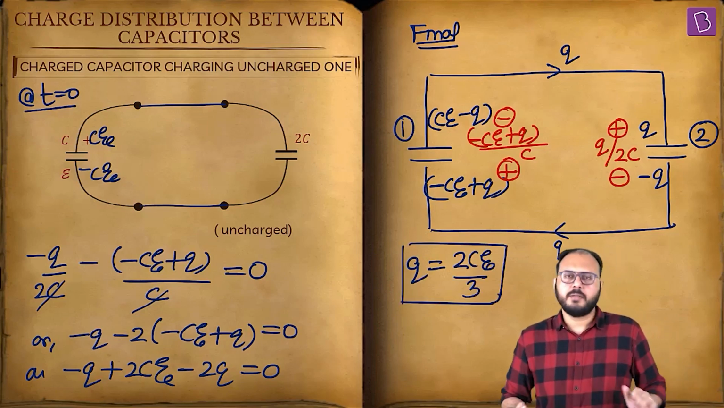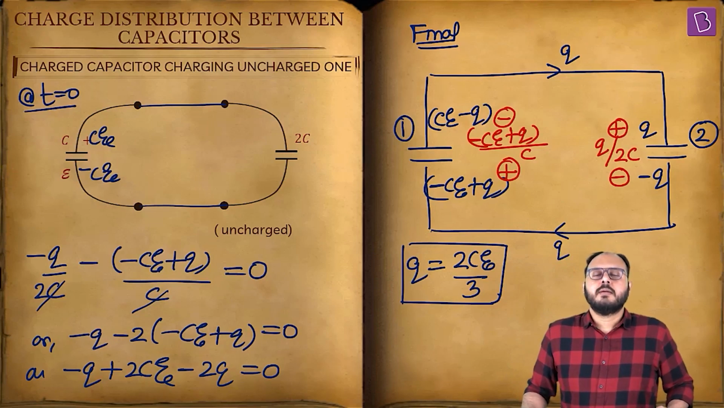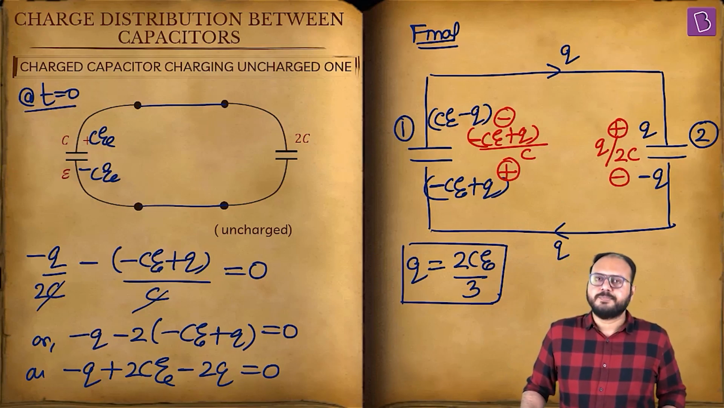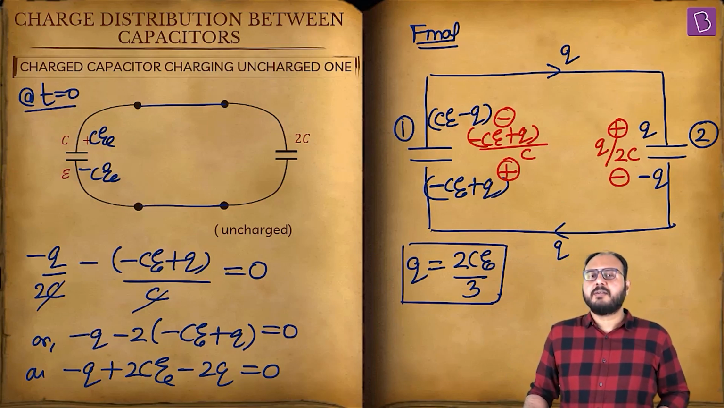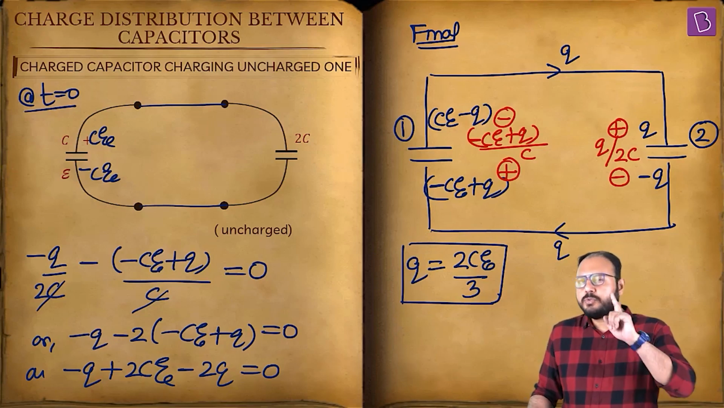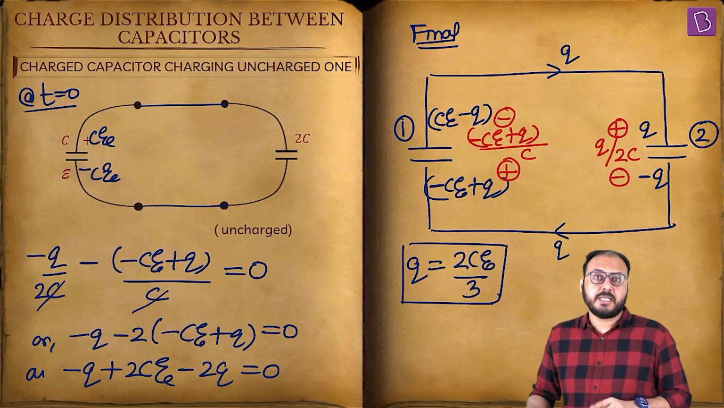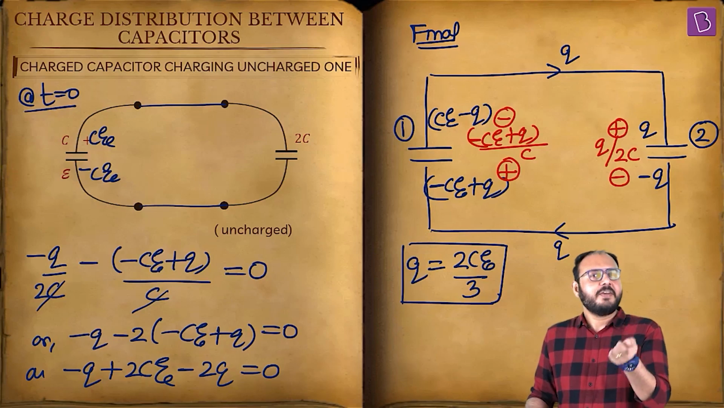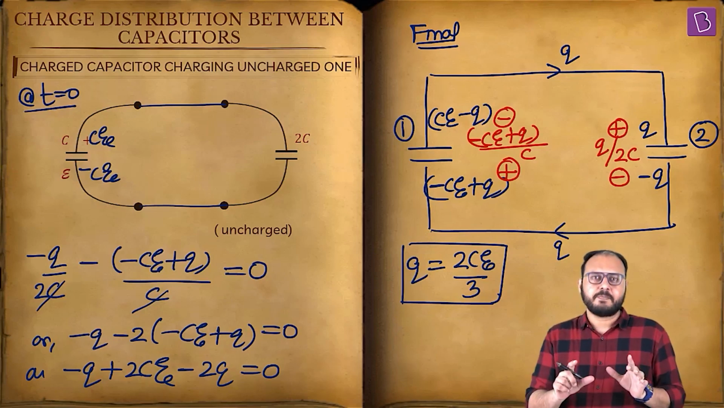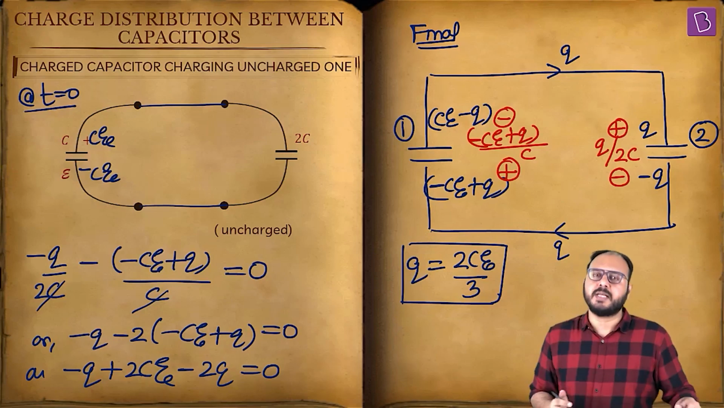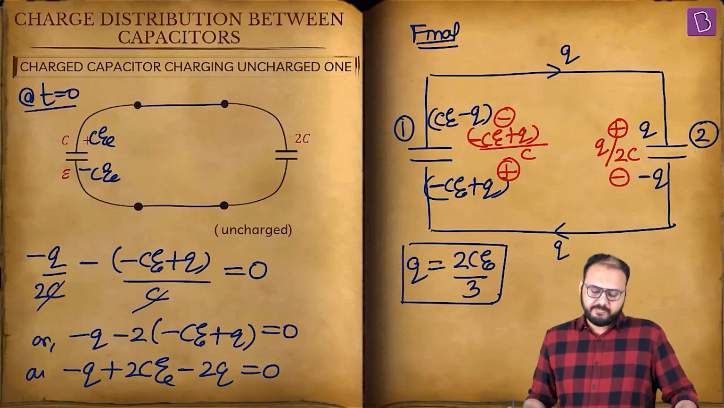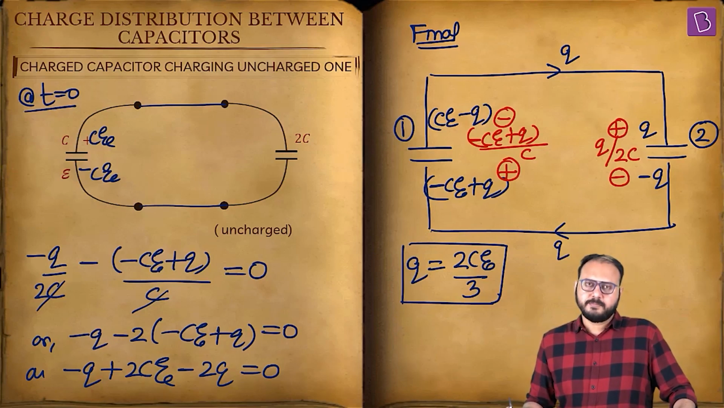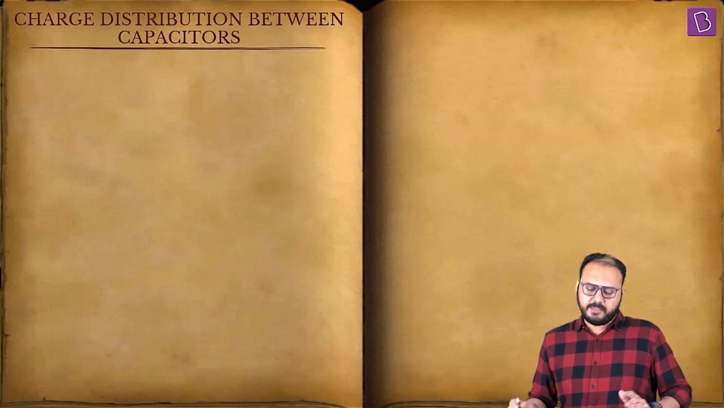Take care. We are not done. Do you appreciate the fact what I did here? That you could choose anywhere as positive, anywhere as negative, but wherever you choose positive, that side's plate charge upon C will be the PD written between the plus and minus sign. Got it? Good stuff. We are not done yet.